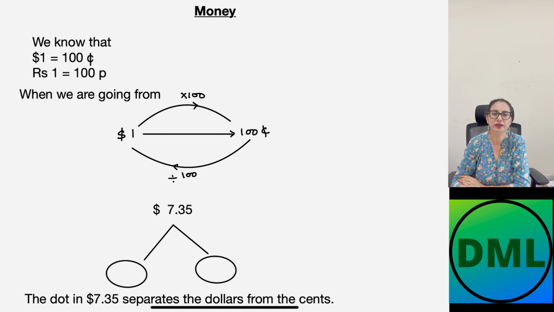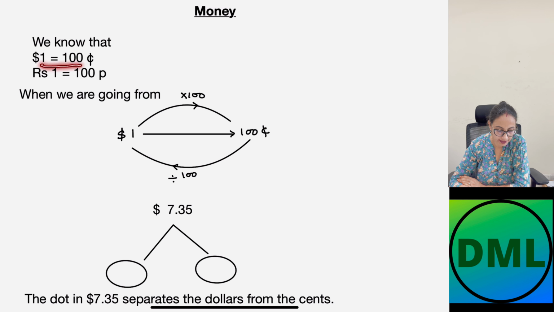Money. We know that every country has a currency. Like if I say America, they have the currency like dollars and cents. If I consider India, they have the currency like rupees and paisas. So we will see the relation between the bigger unit and the smaller unit, how we are doing the conversions.